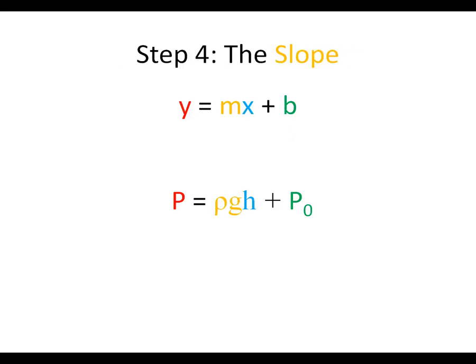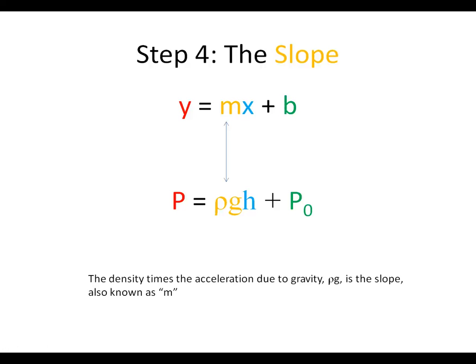The slope here in gold is whatever is multiplied with the independent variable. In this case, we have two terms, and there's absolutely nothing wrong with that. So the density of the fluid times the acceleration due to gravity, so rho g, is the slope, also known as m. There's no problem with this being more than one variable.